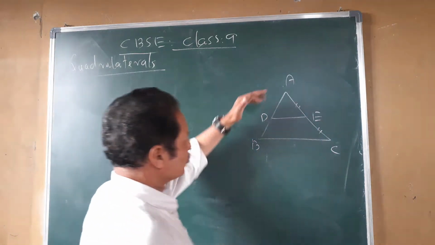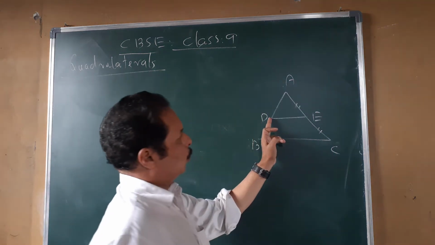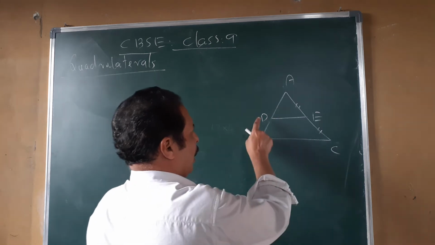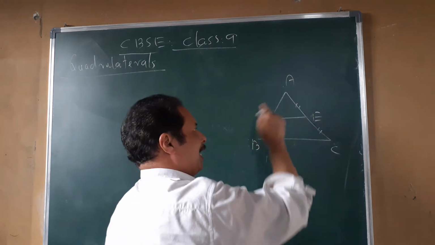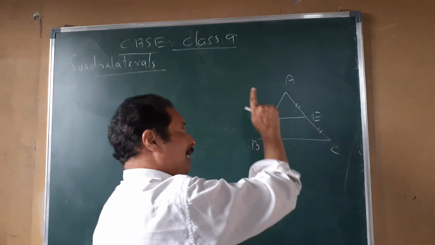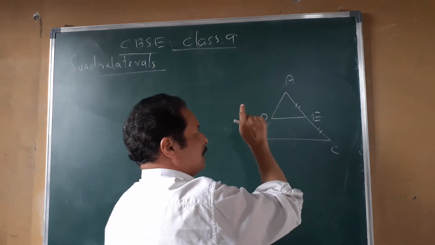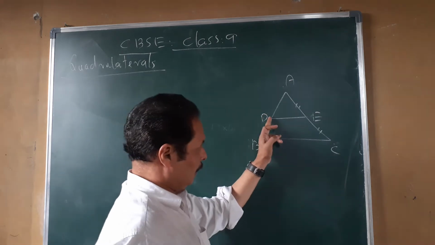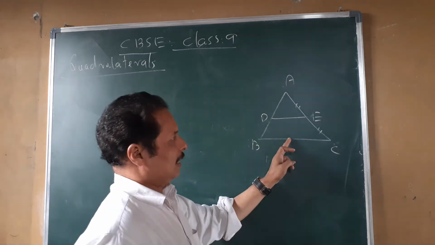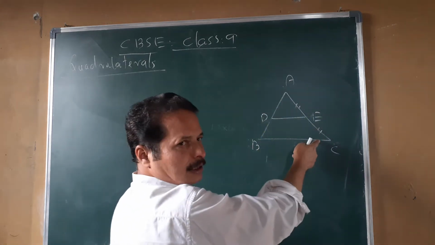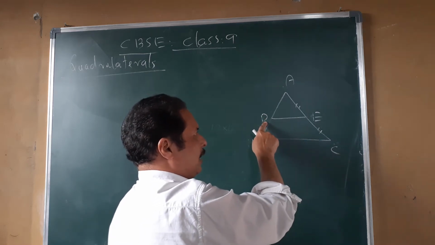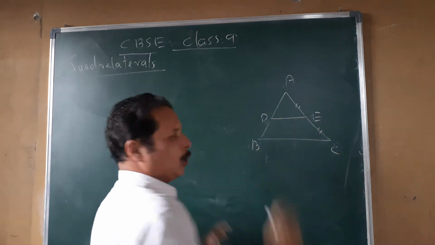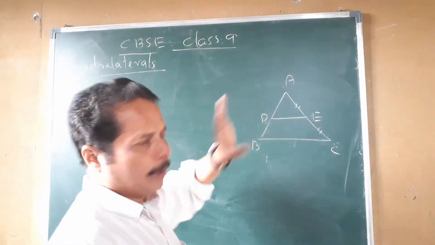You see that? A line passing through the midpoint of one side of a triangle. D is the midpoint of AB, and DE is parallel to BC, the third side. A line passing through the midpoint of one side of a triangle, parallel to the other side, bisects the third side. You get the idea? D is already the midpoint of AB, DE parallel to BC, then AE equal to EC. That is the converse of the midpoint theorem.